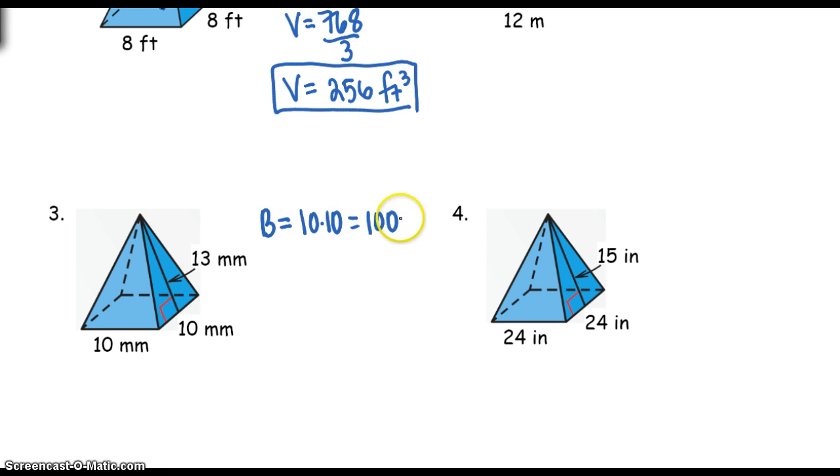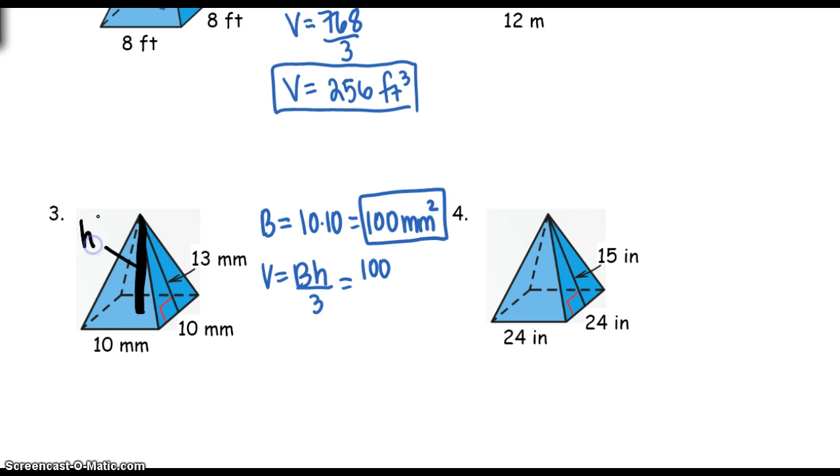Since this is an area, it's going to be millimeters squared. So 100 millimeters squared. But we want to find volume. And we know the volume is the area of the base times the height. And since it's a pyramid, it's all divided by 3. It comes to a point, you divide it by 3. So we know the area of our base is 100, but we do not know the height. Now you might be thinking 13 is the height, but it's not. It is the slant height, and we want our regular height, which is right here inside of our pyramid.